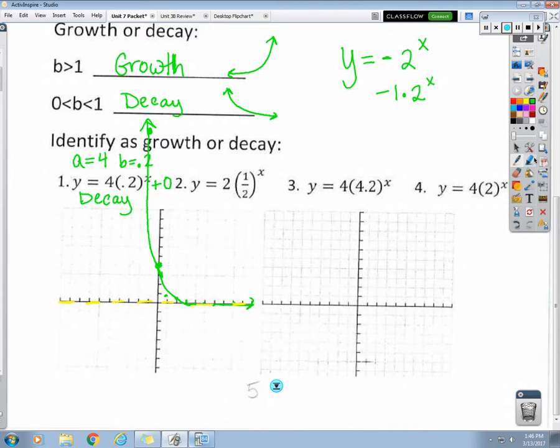Okay, let's look at number 2. For number 2, what's your A value?